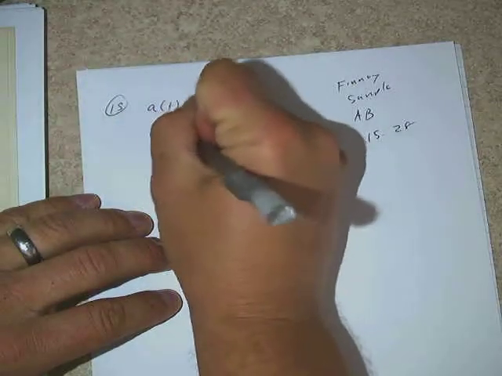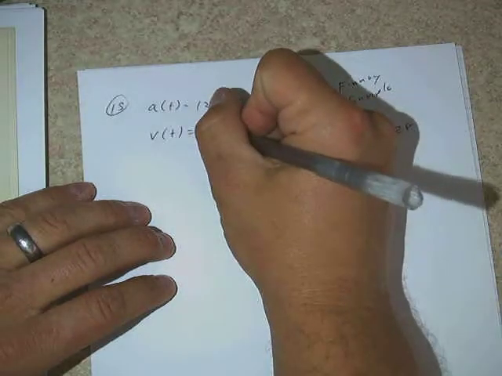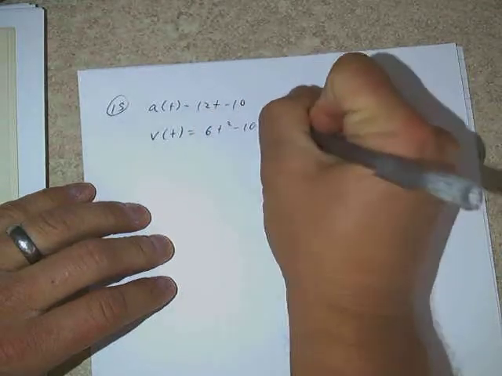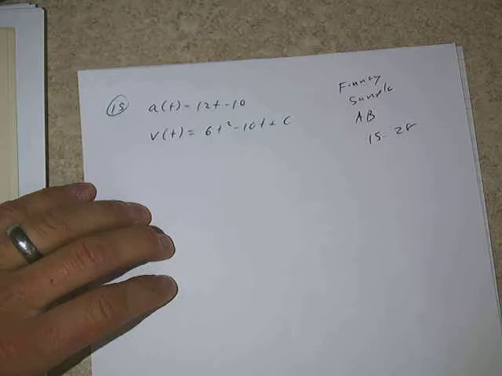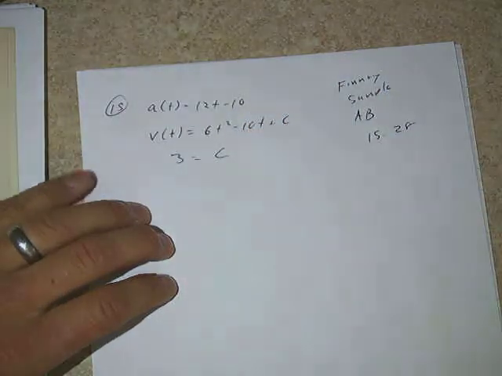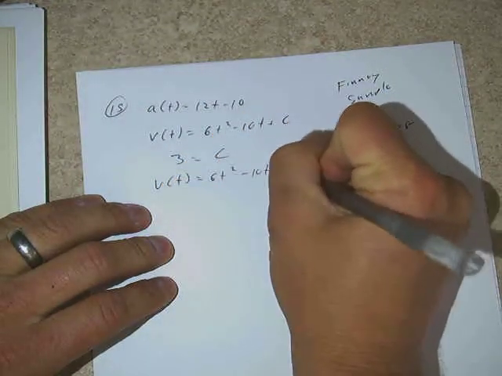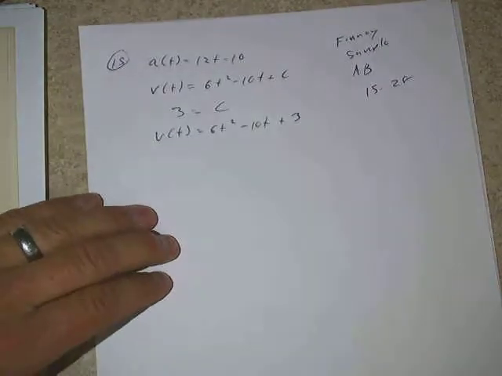We can work our way backwards here by anti-differentiating to get from acceleration to velocity. So it would be 6t squared minus 10t plus c. And with our initial condition of 0, 3, we'd have c equals 3. So our velocity equation becomes 6t squared minus 10t plus 3.